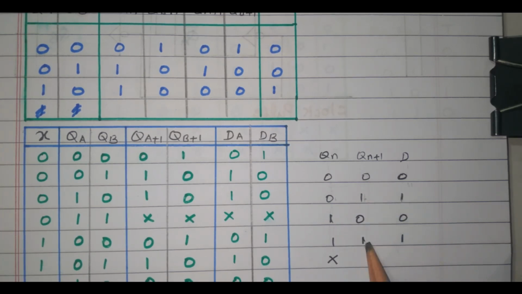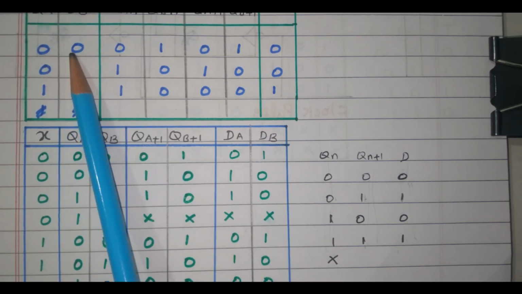So, Qn plus 1 is very similar to D input. The D input will be reflected as the next state, without bothering about the current state. These two are the same. D value will be reflected as Qn plus 1. So, based on that, we can develop the design table for D flip flop, right? This is the input X. We need to decide these DA and DB values from this table.